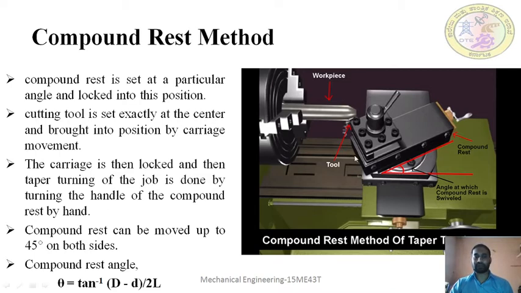The compound rest can be swiveled to a maximum of 45 degrees on both sides. So it can be moved 45 degrees maximum this side, or 45 degrees maximum that side. Both sides means this side and this side. We should not get confused about what both sides means; it is not only one side. From the center, it can be moved 45 degrees this side, and from the center 45 degrees that side, so that we will get the required taper angle.